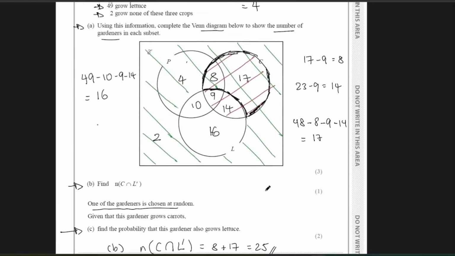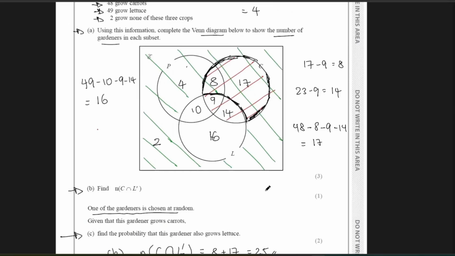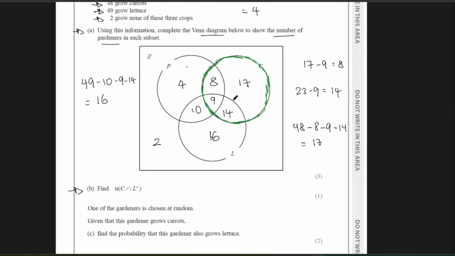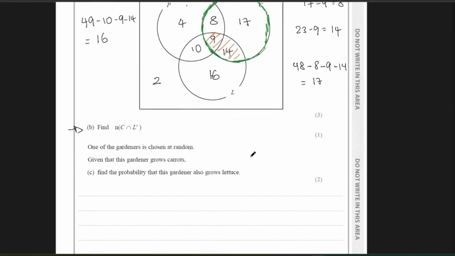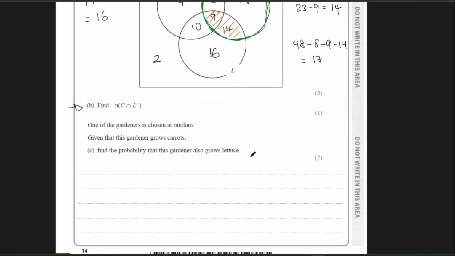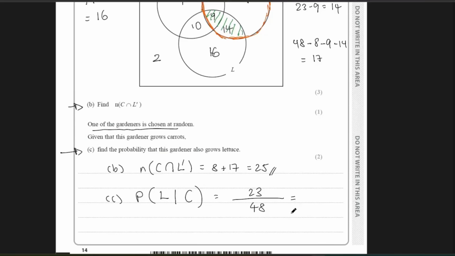Out of 48 gardeners, how many grow lettuce? So gardeners who grow carrots. Out of these, how many grow lettuce? These are the ones growing lettuce out of these. So how many lettuce gardeners do we have in this? 14 plus 9, that is 23. So 23 gardeners are growing lettuce out of all the carrot gardeners, and this is the probability. Can we simplify this any further? We can't, because 23 is a prime number, but we can check it on our calculator. Yes, we cannot. We can leave the probability as a fraction, 23 over 48.